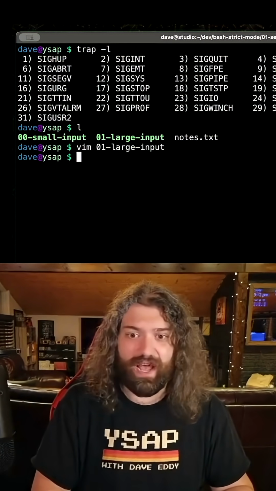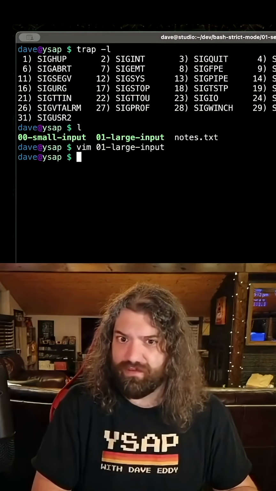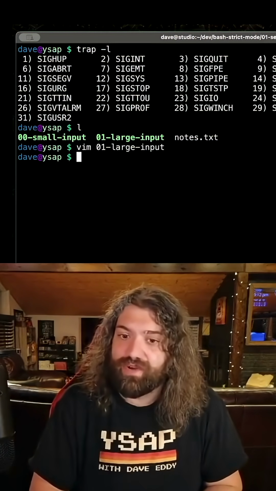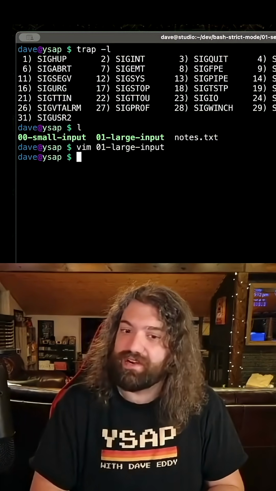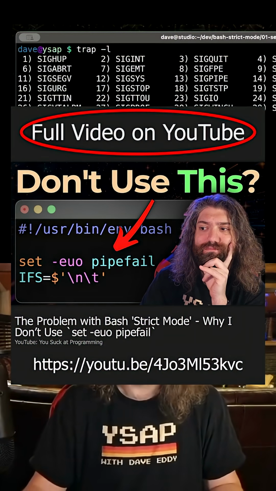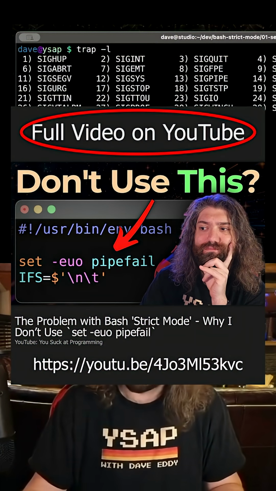How would you figure this out? I knew how to take, was it 143, 141? I don't remember. Subtract 128, look at trap -l. But if you were just getting started, how would you debug this? That'd be very tough to debug. And that's why I'm worried about this strict mode.